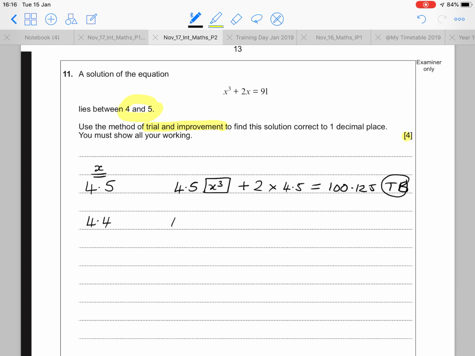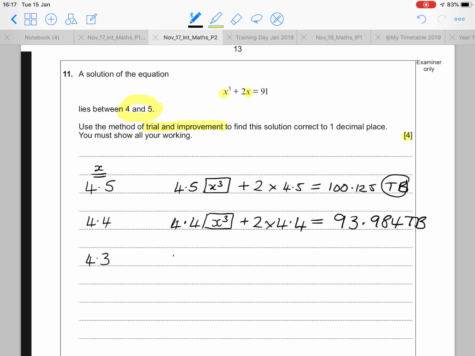A common mistake is to change the 4.4 where it goes in as the x cubed value, but to leave 4.5 in the second part of the sum. But if x is 4.4 there, x is also 4.4 there, so make sure you replace both. 4.4 cubed plus 2 times 4.4, my calculator gives me 93.984. Still too big.